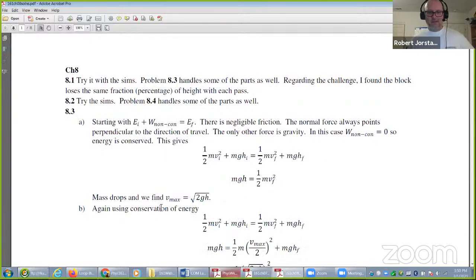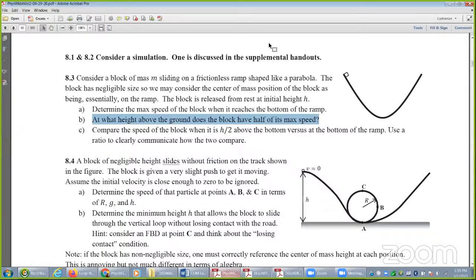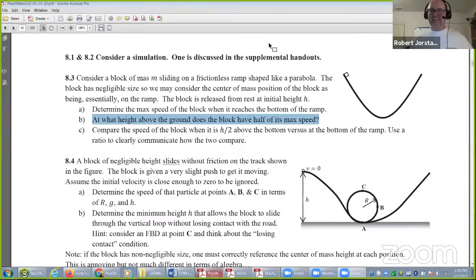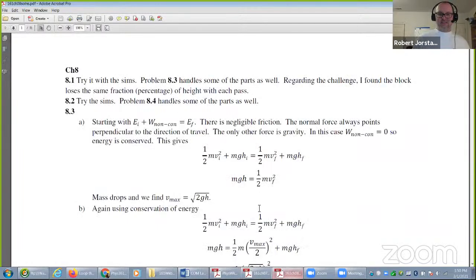All right. So let's go back to here. At what height above the ground does the block have half speed? So, okay, what's your gut tell you? If you want half the speed, how far down do you need to go? My gut tells me half the height, but it's probably wrong. Exactly. You've learned that almost always your gut is wrong in physics at first. So let's do the math. Let's look at the solution to save ourselves some time.